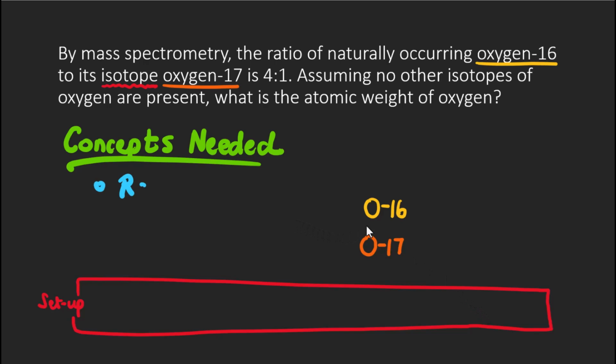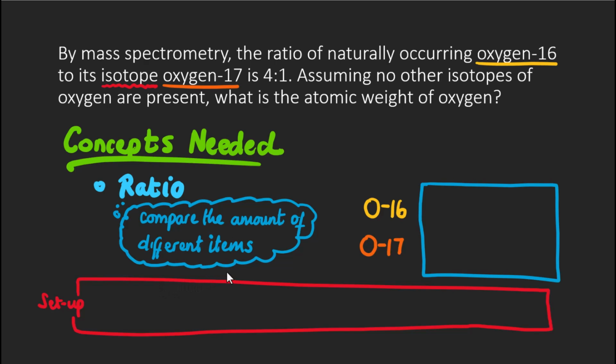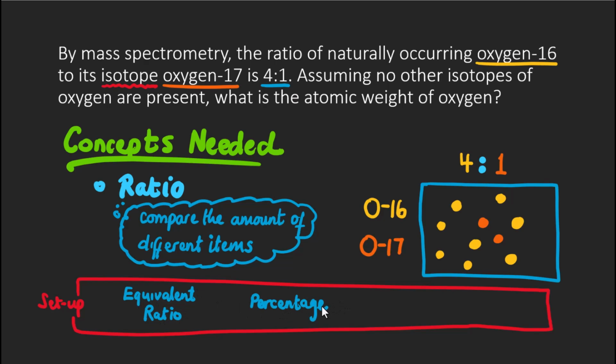And the next concept here is ratios. A ratio is a representation that compares the amount of different items. In this case, oxygen-16, which has 4 atoms, to oxygen-17, which has 1 atom. Note that the ratio can come in different forms, like equivalent ratios, percentage, fractions, and decimals.